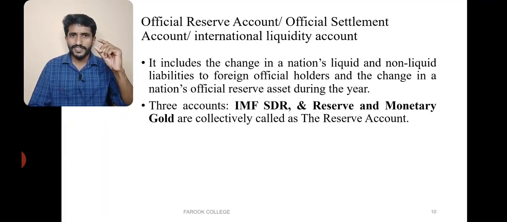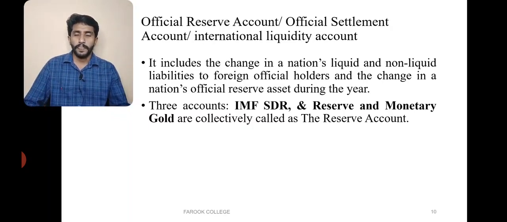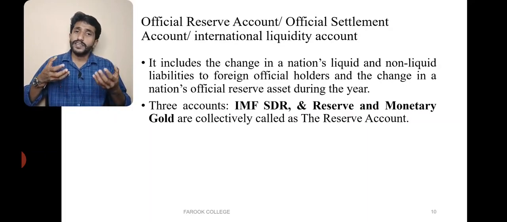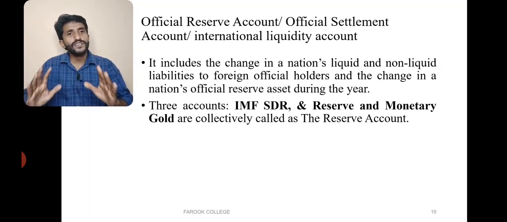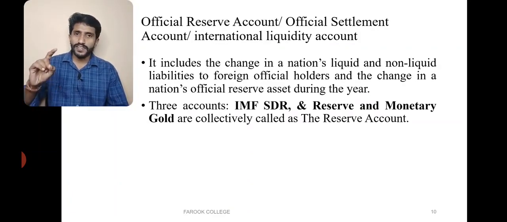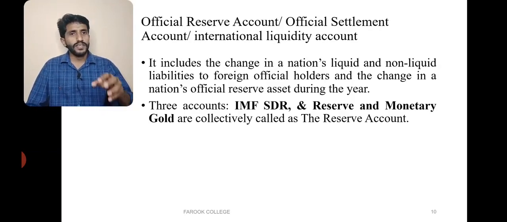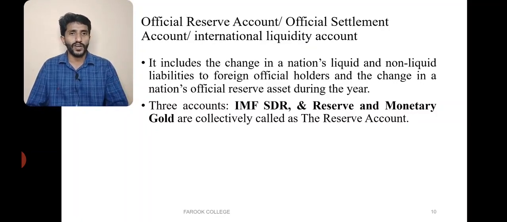So the name itself makes it clear. Firstly, official reserve account. Each country will have some kind of reserves, right? Some dollars, some euros, or other currencies, or they might be holding some gold. This is known as official reserve account, and it is also official settlement account. If there is a surplus or deficit in the current account or capital account, each country can utilize these reserves. That's why it is known as official settlement account.